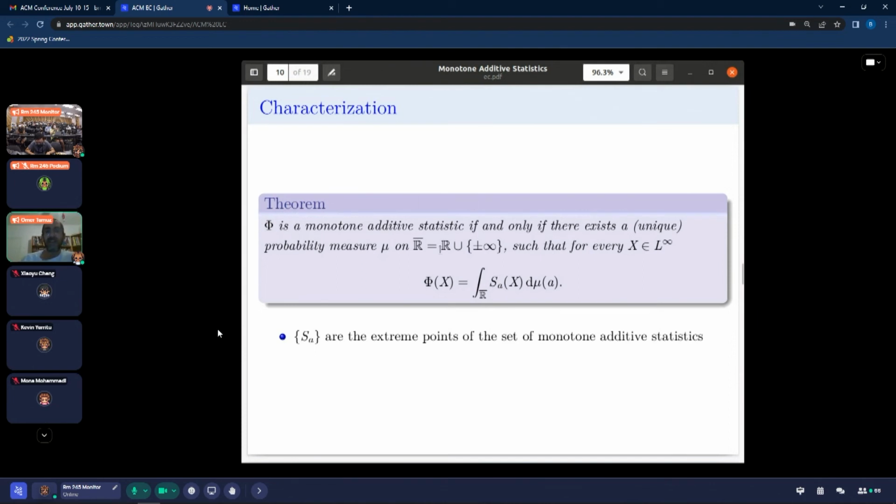convex combinations of these things. But the theorem says that if phi is a monotone additive statistic, then there's going to be some probability measure mu on this parameter A, so that for every random variable X, what phi assigns to this X is some kind of weighted average of what these S_A's assign to this random variable X. Another way of thinking about it is that the set of monotone additive statistics is a compact convex set with the right topology, and these S_A's are its extreme points. Everything else is just some kind of convex combination or limit of convex combinations of these S_A's.